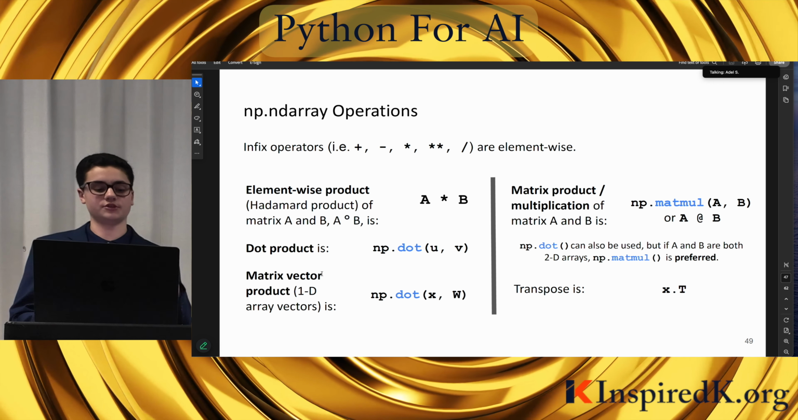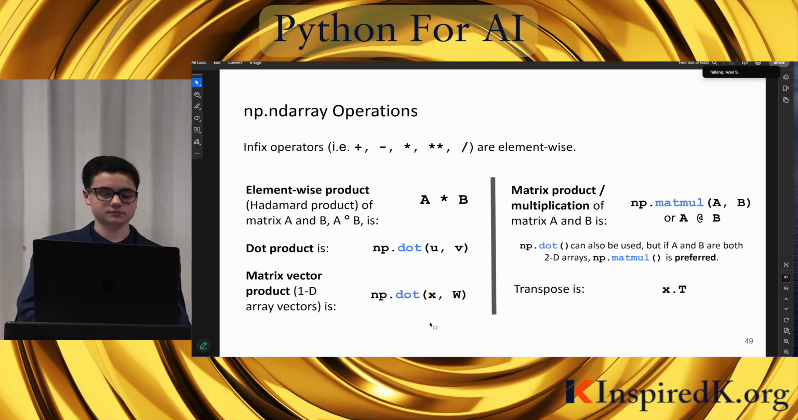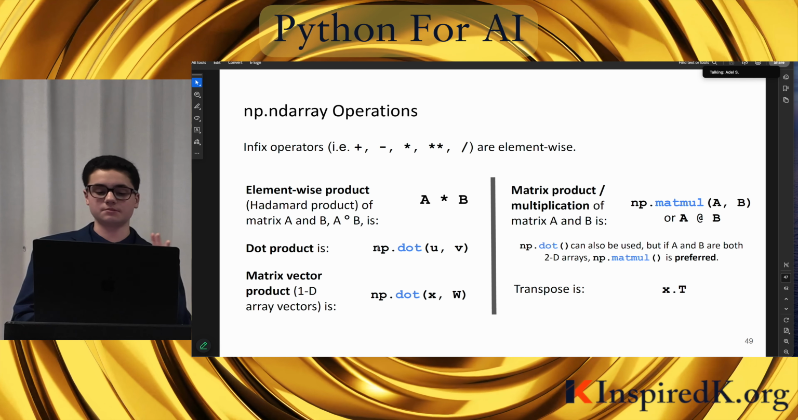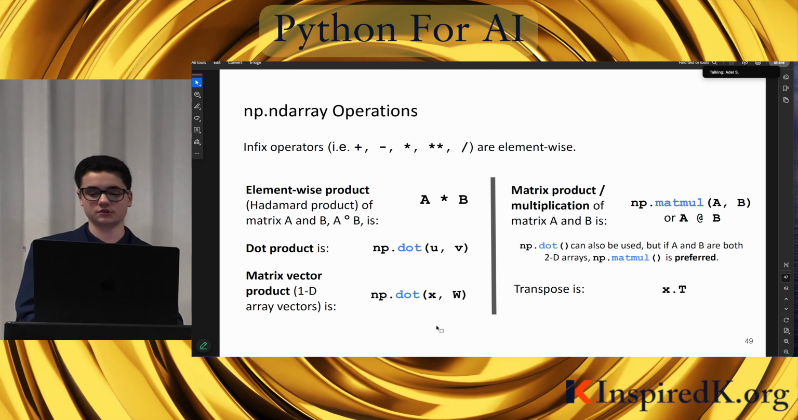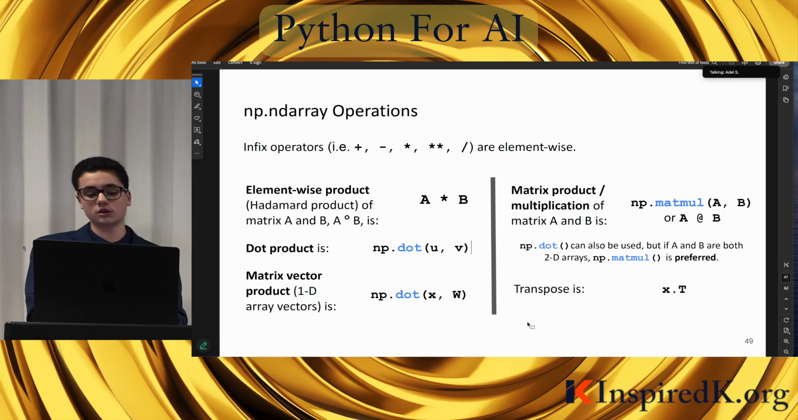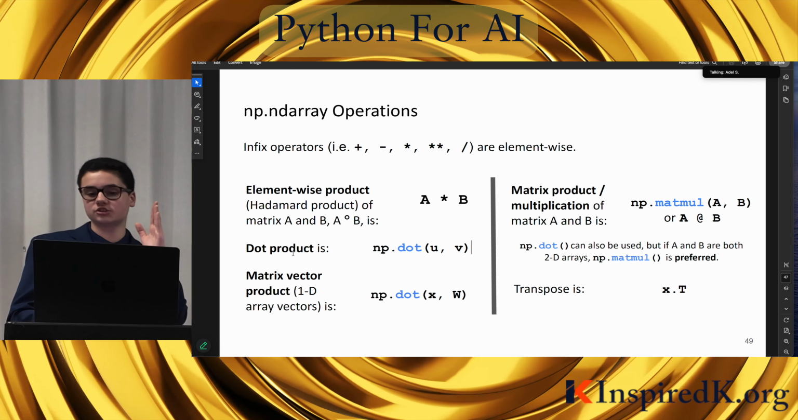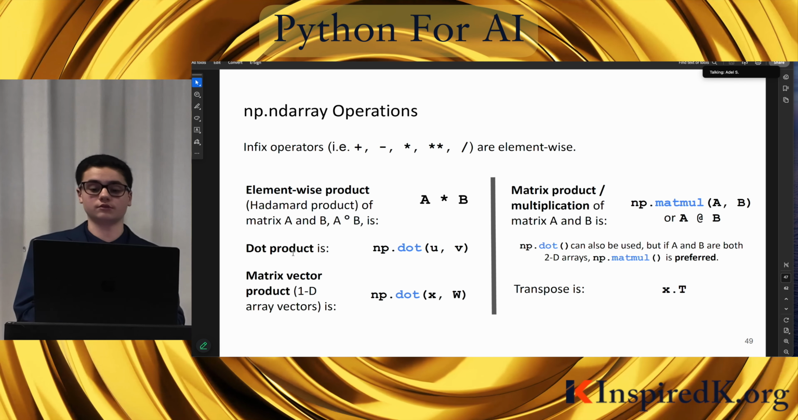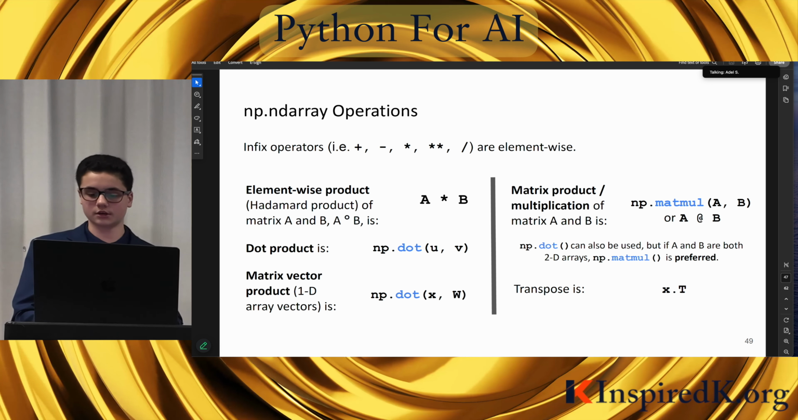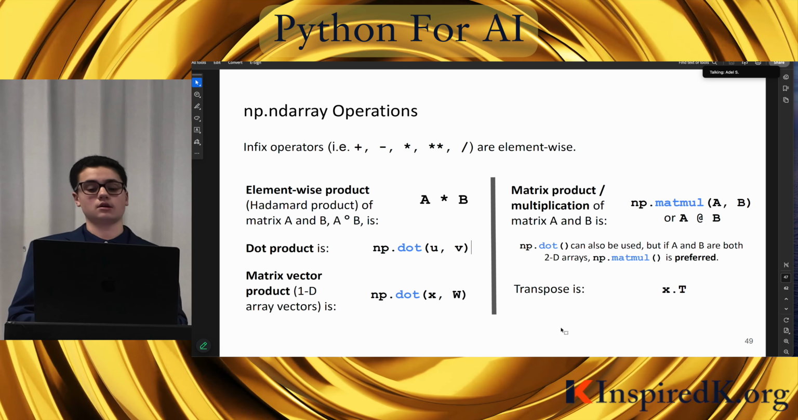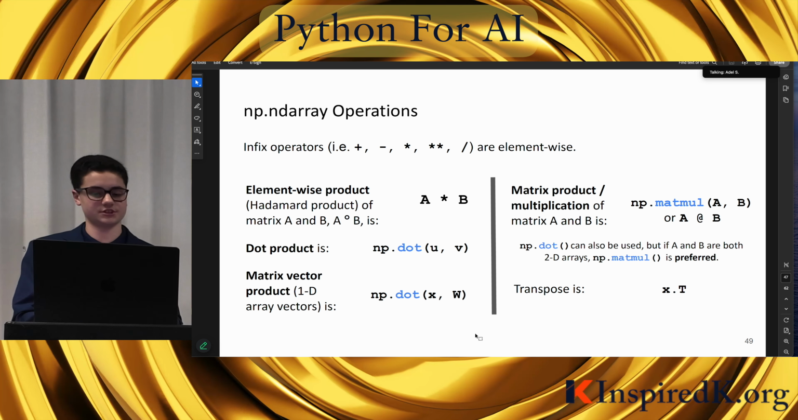This is also sometimes called the matrix vector product for 1D array vectors, and it is used with the syntax np.dot and then the two vectors or matrices you want to use. Then a matrix product or multiplication is similar to dot product, but it takes the dot product of each corresponding row and column in two different matrices, and it is done with np.matmul or the @ operator, and they are both used to perform matrix multiplication on two matrices.